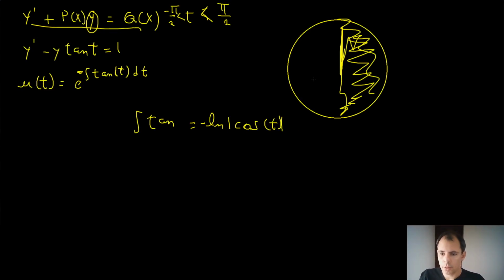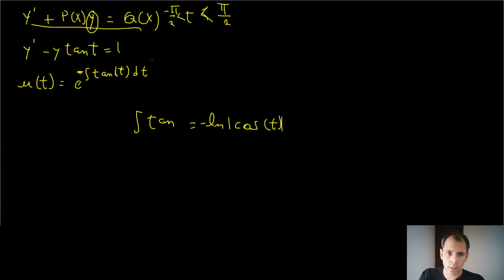So the cosine of t, and they probably don't want the cosine of t to be 0 because t is greater than minus pi divided by 2. Minus pi divided by 2 is here, and pi divided by 2 is here. So at these points, the cosine is going to be 0. You don't want that. Since it's a minus tangent of t, this is going to be a plus, so it's ln cosine of t.